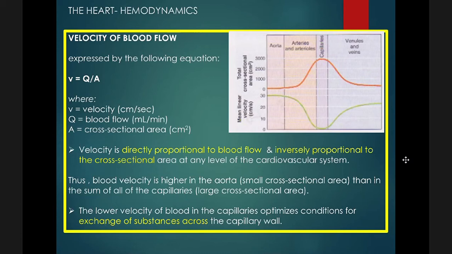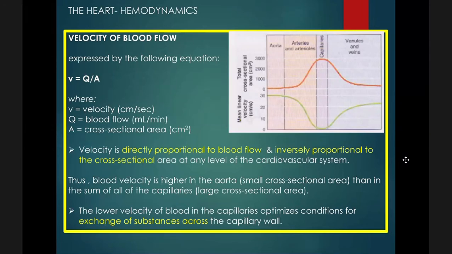But this is inversely proportional to cross-sectional area. So if you have a tube and you close it with your thumb, because you decrease the cross-sectional area, the pressure will rise. And then when you remove your thumb, the surface area increases and the pressure will decrease. So increasing the cross-sectional area will decline the velocity, while decreasing or constricting the vessel, decreasing the cross-sectional area, will increase the velocity.